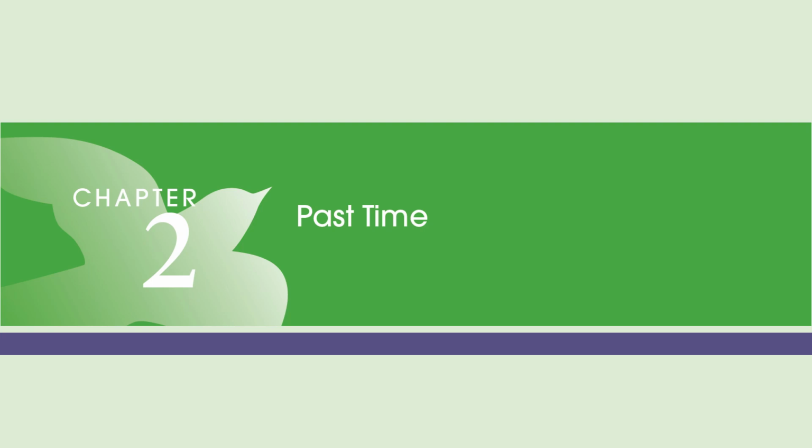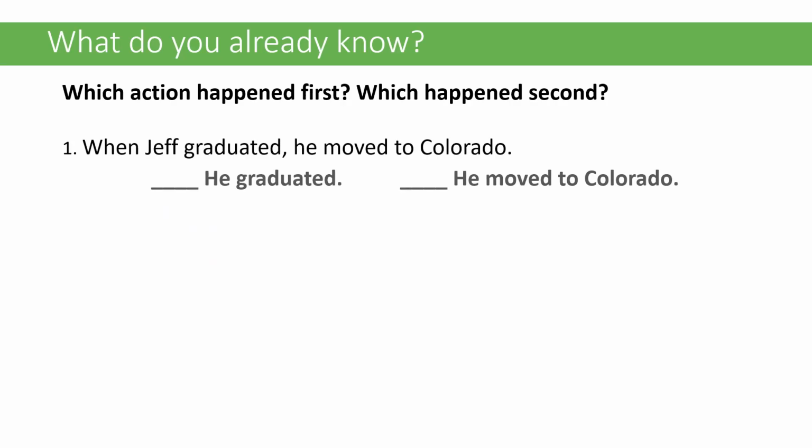All right, so this video is going to cover Chapter 2 of Fundamentals of English Grammar, the past time, and this is Lesson 3. So this lesson is about time clauses and the verb used to in the past. So let's look at what you already know.